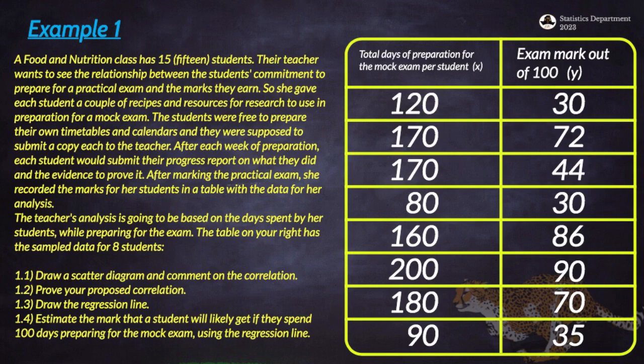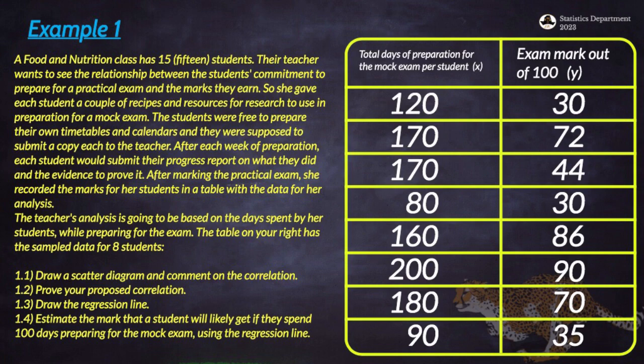Prove your proposed correlation. So we're going to do that mathematically. You'll see how we calculate that using the product moment of correlation, and then we are going to draw the regression line. I'll show you. It's basically y is equal to mx plus c, but in another form. And then estimate the mark that a student will likely get if they spend 100 days preparing for the mock exam using the regression line. So we're going to use the regression line to estimate the mark that they will probably get if they take 100 days to study.